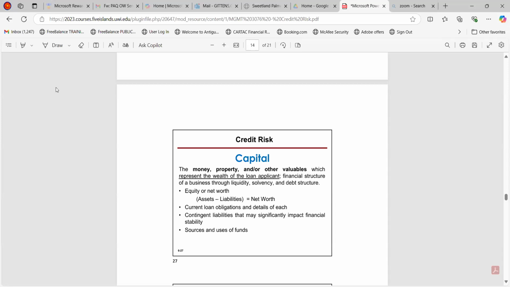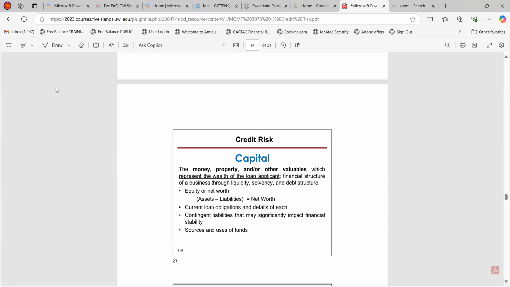If the business has debt, what does it look like? Is the debt loans? Is the debt bonds? How does the company raise funds? Is it through bonds? Is it through stocks? All right. So it looks at the net worth of the company or the individual. What are the loan obligations? Current loan obligations. Are there any contingent liabilities?